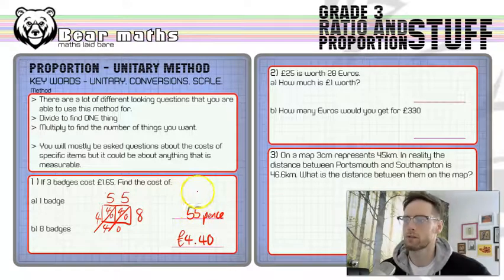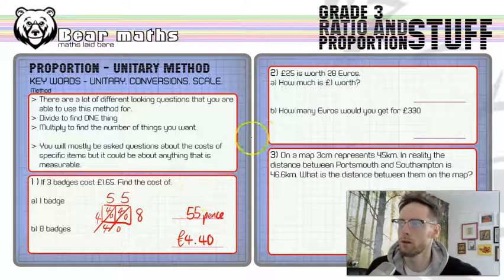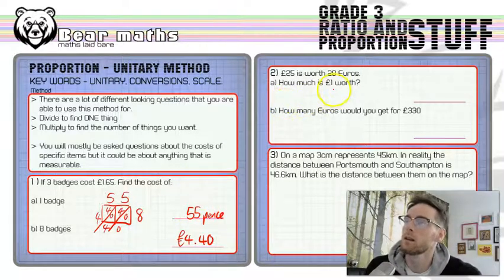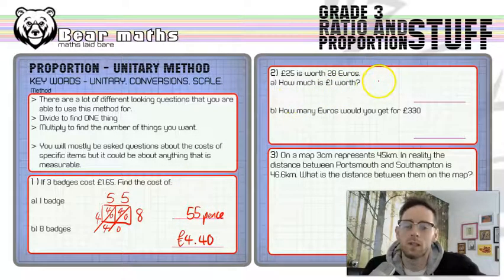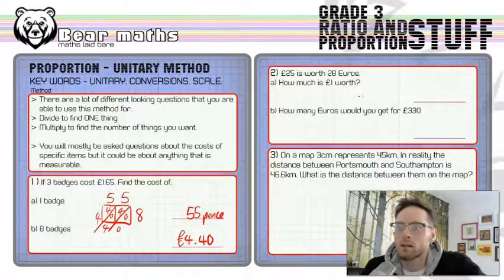There's relatively simple stuff. Now, question 2 is slightly more complicated. I think £25 is worth 28 euros. So this is a conversion between currency. Again, a useful thing to understand. If you go to an exchange shop or post office, you take in £25 and you say, I'd like them in euros, please. They'd give you 28 euros if that's what the exchange rate was on that particular day. We've got to work out how much £1 is worth. So again, I'm going to set it up as a ratio, pounds to euros.